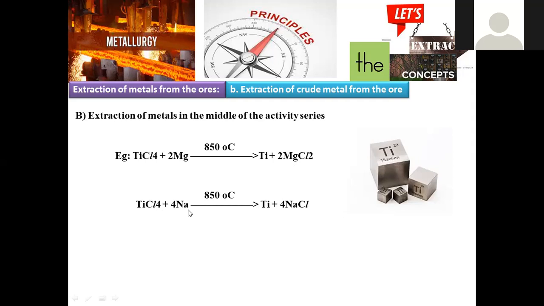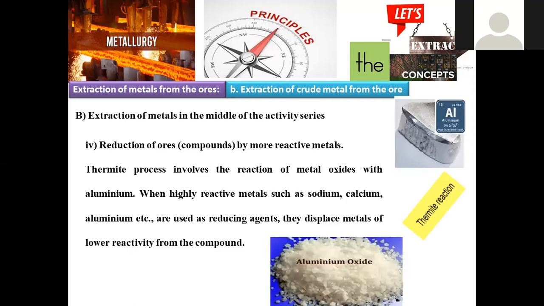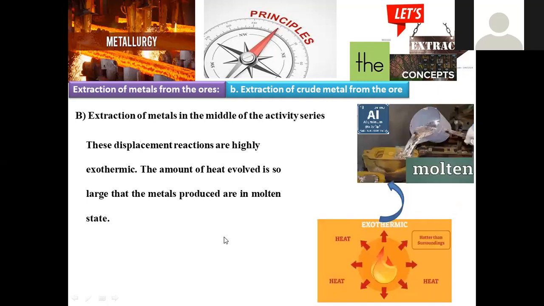In the same manner, titanium tetrachloride can be treated with sodium in a similar pathway, so that pure titanium metal along with sodium chloride will be obtained. So this is the method for the extraction of titanium by treating with the most reactive metals. This is also a kind of thermite process. In general, the thermite process applies aluminium, but along with aluminium, we can use these metals also.